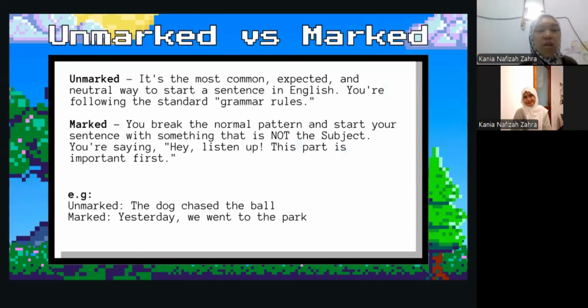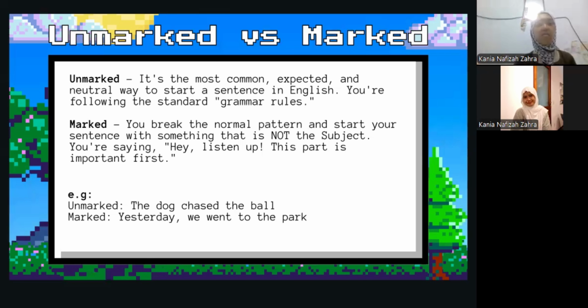Next, we have unmarked and marked. What does it mean? So unmarked is the most common, expected and natural way to start a sentence in English. So basically, unmarked follows grammar rules. So we have subject, predicator, and object or complement. That's how it should be, right? Yes, it follows grammar rules.